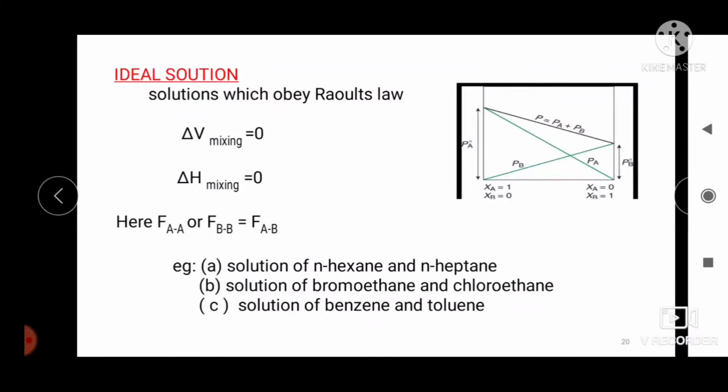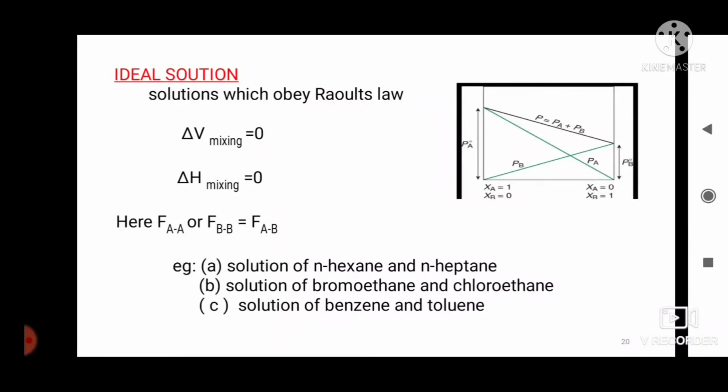The enthalpy of mixing of the pure components for the formation of the solution, that is, delta H mixing, equals 0. This implies that heat is neither absorbed nor evolved during the mixing of components in a solution, and the volume of mixing of pure components for the formation of the solution is also 0. That is, delta V mix equals 0. Here, the volume of the entire solution equals the sum of the volumes of the components.